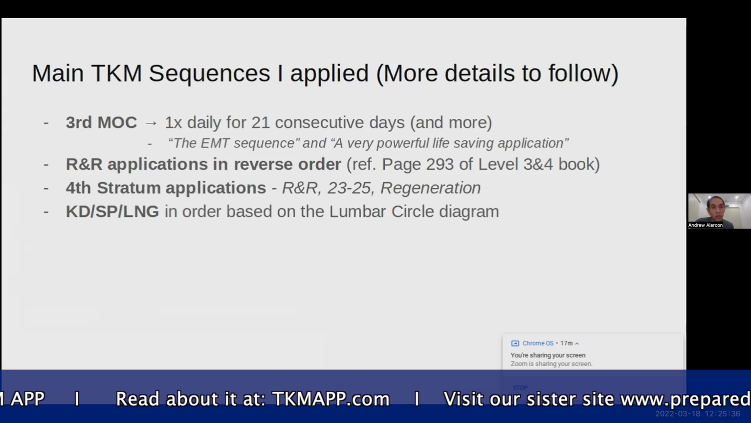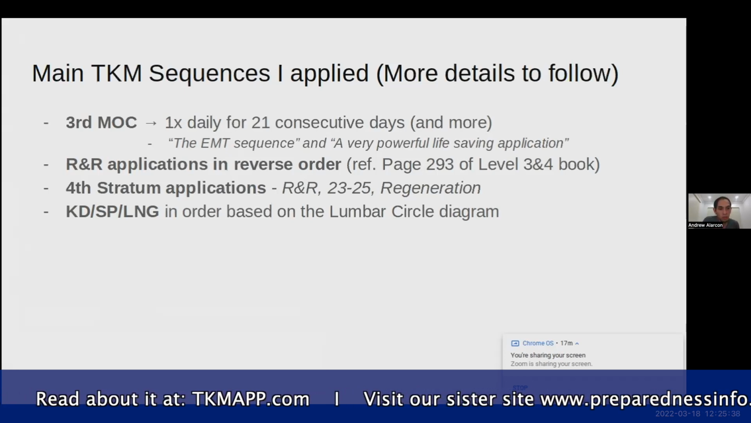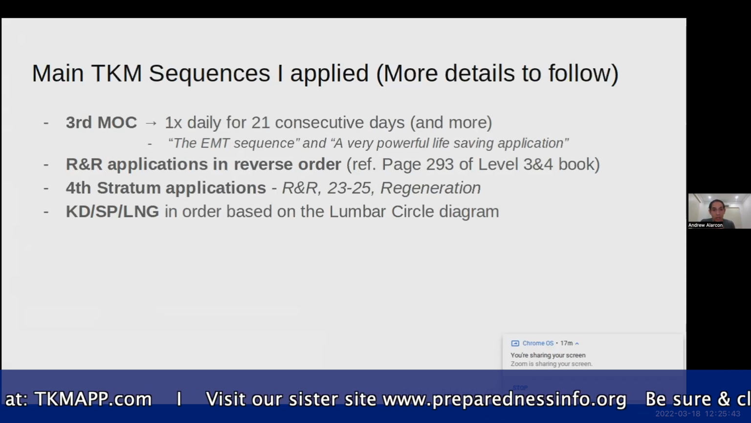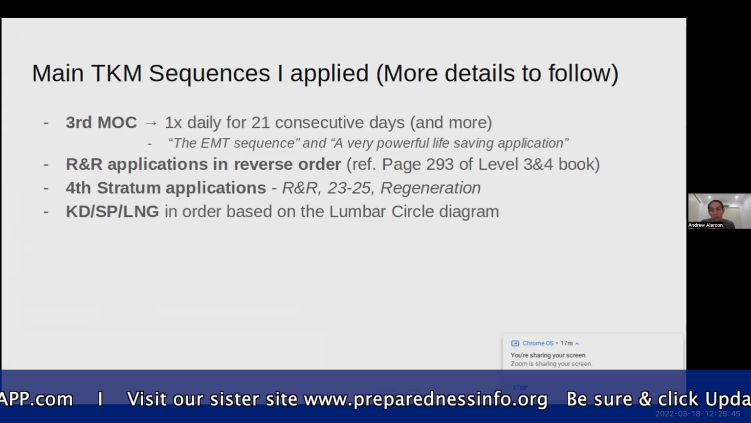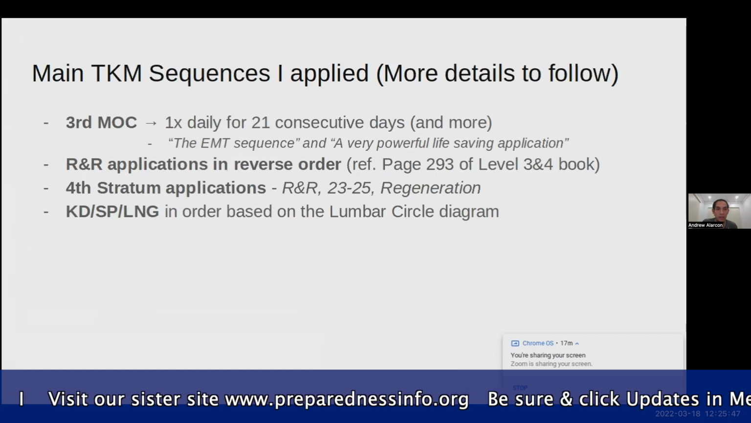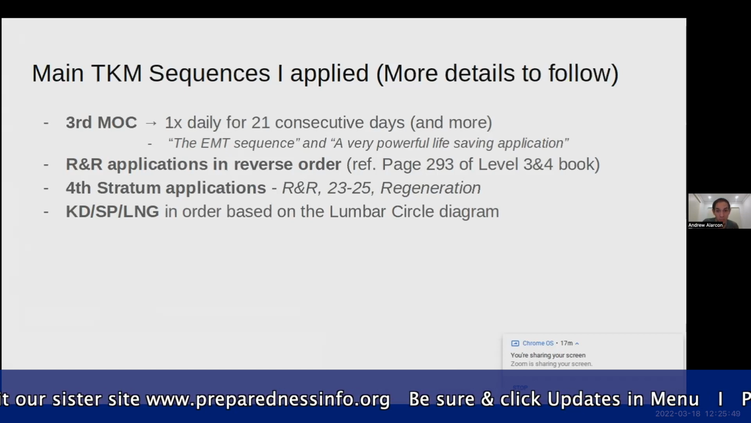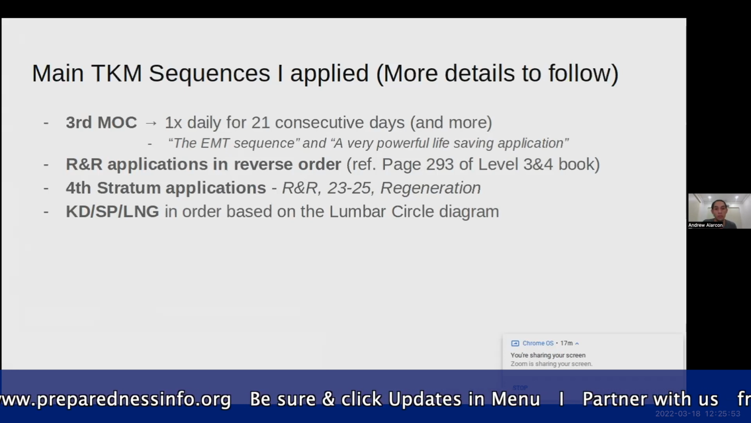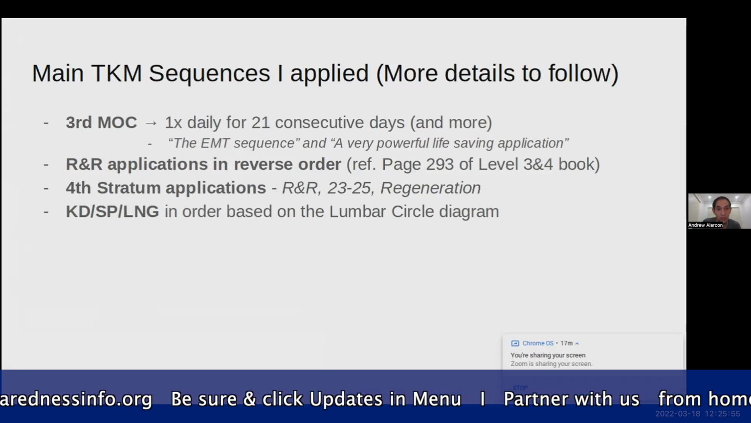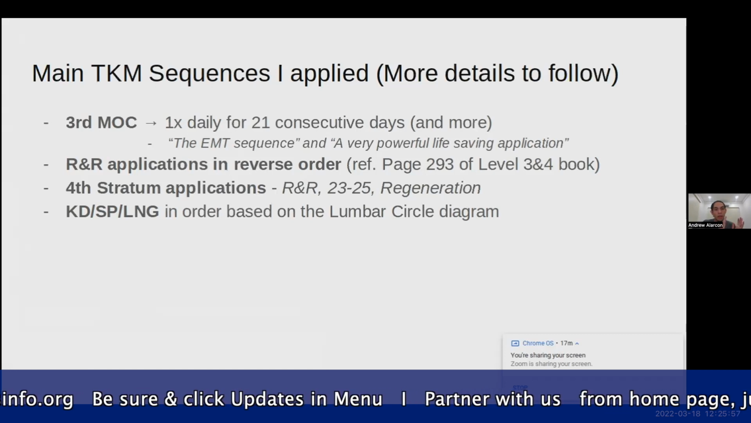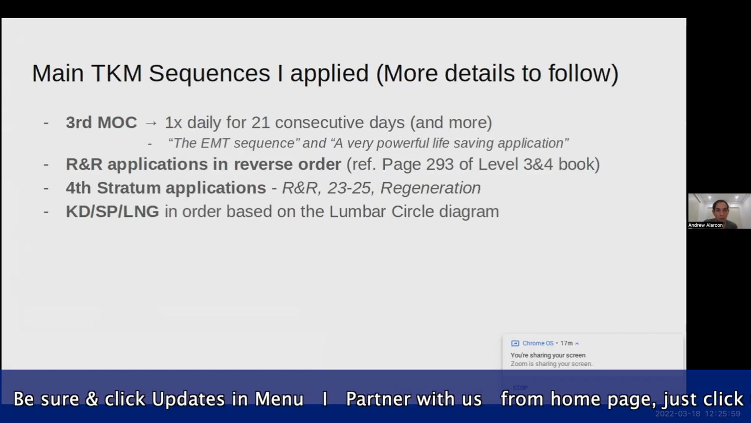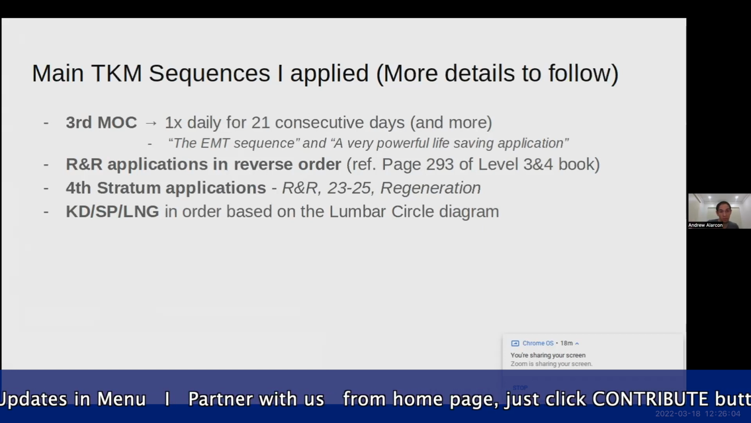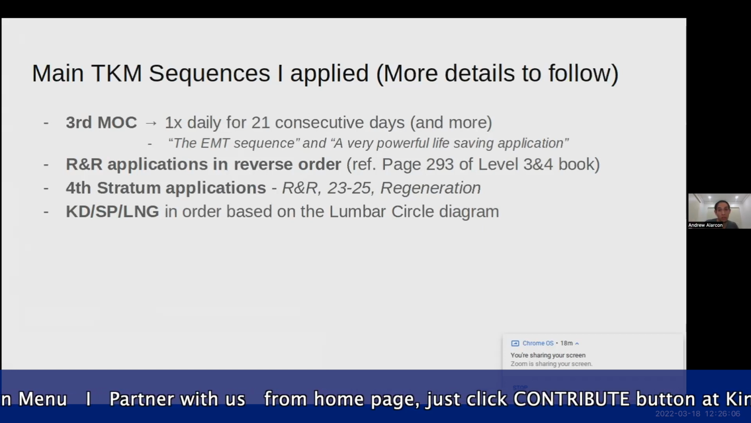But he also included it at the back of your flip book, your TKM application flip book, the 3x5. And he also added this in the missions textbook at the very last page. Okay. So it's a very powerful sequence, especially as a fourth stratum application. And also, I used a lot of kidney, spleen, and lung in order based on the lumbar circle diagram.